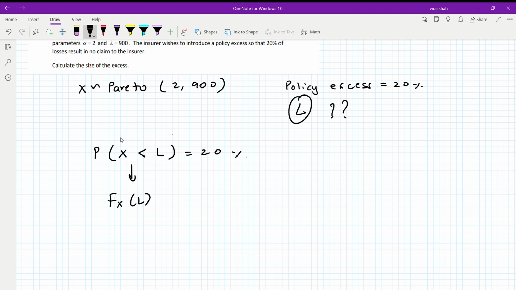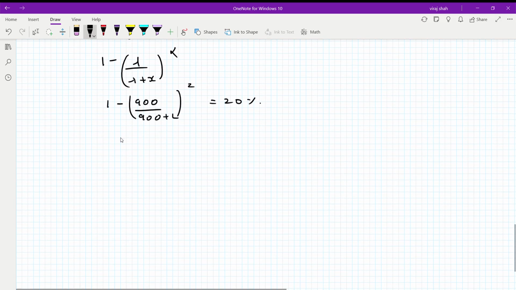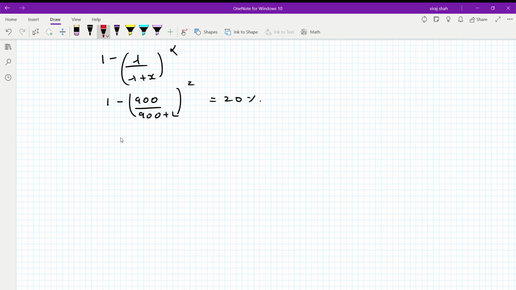X follows Pareto. So this would be nothing but 1 minus lambda upon lambda plus x, the whole raised to alpha, which is 1 minus 900 upon 900 plus L, the whole square, is equal to 20%. Okay, so we got this far. Now let's solve this further. I take the 1 to the other side. It becomes minus 900 upon 900 plus L is equal to minus 80%, that is 20% minus 1. Minus minus gets cancelled.